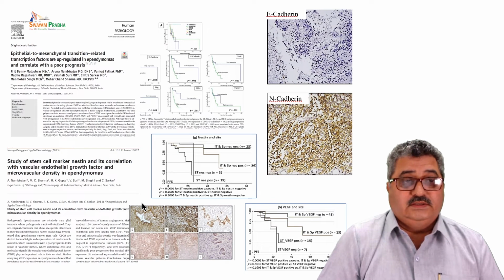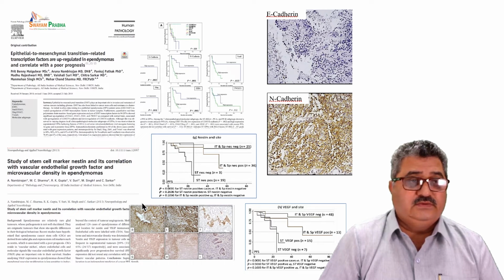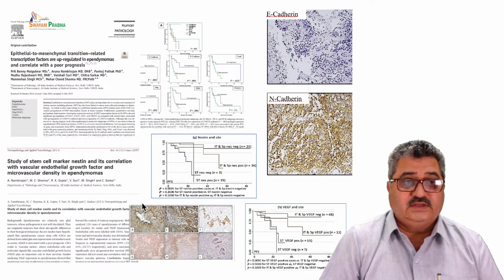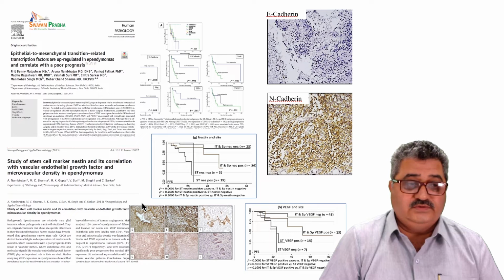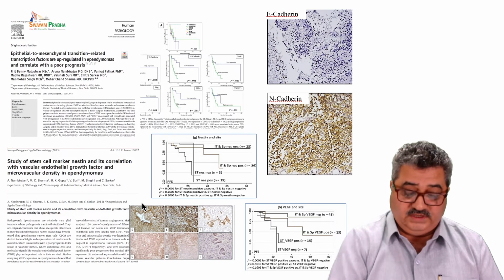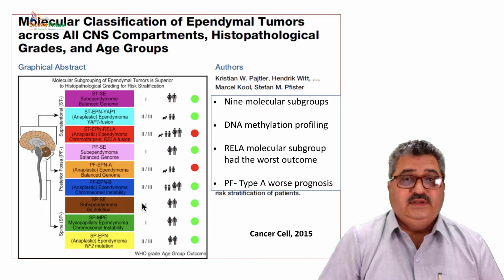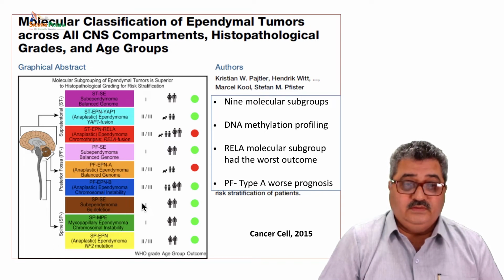Now why do these RELA fusion positive ependymomas have a worse prognosis? It is not clearly known, but some studies, for example in our study, we have shown that epithelial to mesenchymal transition is more common in the RELA fusion. The stemness markers, nestin, and vascular endothelial growth factors are more common in these RELA fusion positive tumors. That may be the reason that, because of the stemness, these tumors don't respond to chemotherapy.